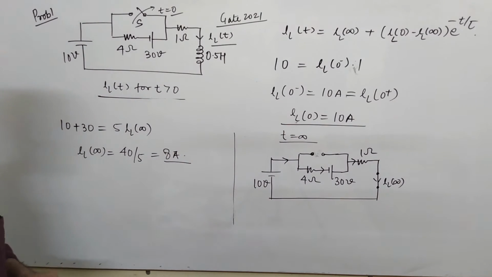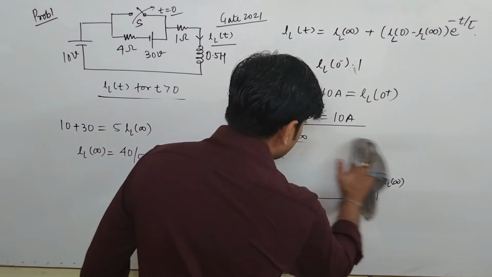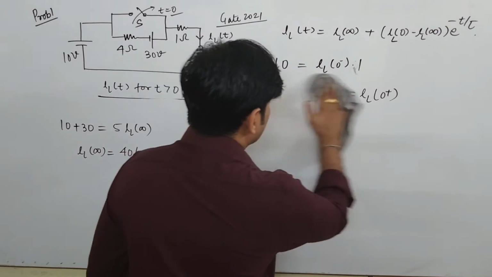Once you know the value of IL infinite, and you also know the value of IL0, you can find the value of tau also. Now you have to find the value of tau. We will see how we find the value of tau.